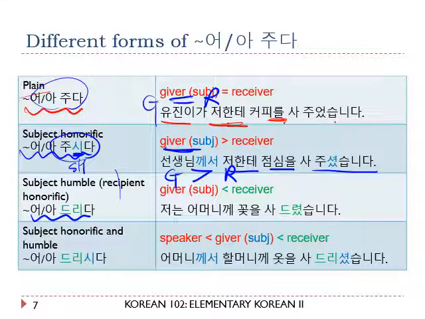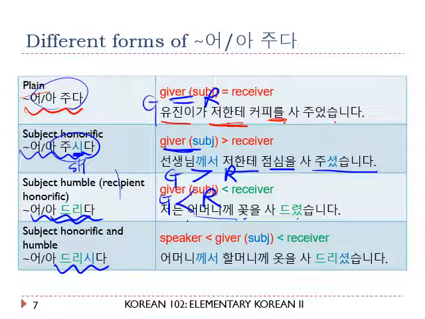I, the subject, 어머니께, to my mother, right? 꽃, flower, and 사드렸습니다. I bought a bunch of flowers for my mother. So I is the giver, 어머니 is the recipient. In this case, the recipient is higher in social hierarchy than I, the subject, the giver, right? Then 드리다 should be used. Make sense? The last case, 드리시다.